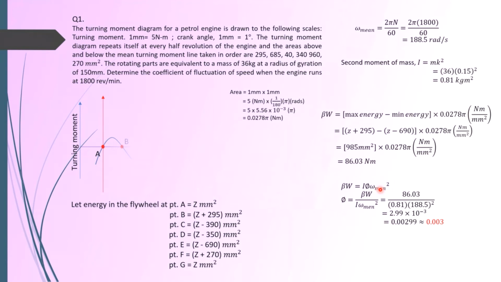Based on the formula that we have derived earlier, phi will be the coefficient of fluctuation of speed. This is our objective, to find phi, or this will be the subject. So you have this, and then you can find out phi. You round up this figure here, so you get 0.003 for the coefficient of fluctuation of speed.